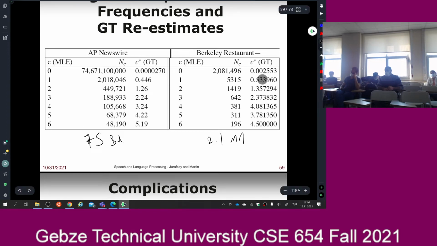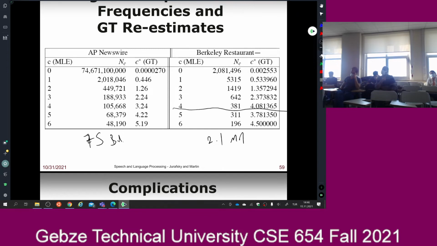This one happened 0.533 times. So what happened 6 times is now 5. What happened 6 times, it is 4.5. So it changes a lot actually. For the zeros and ones, these are smaller. And then afterwards, after 4, I am getting more confident. Look at this one. 4 has increased, right? Why do you think? It used to be 4, now it is 4.0608.